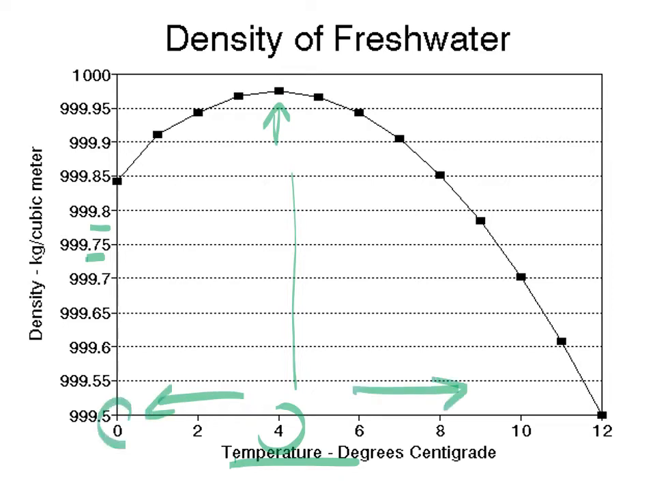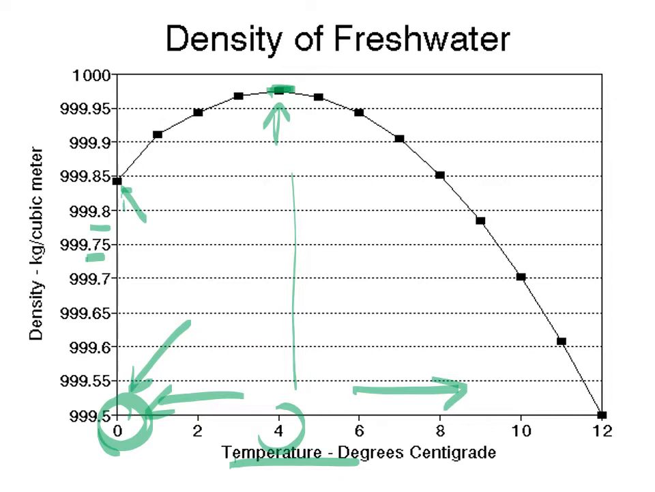Which is important for a lot of biological systems that live in cold areas: when water is at 0 degrees, it turns to a solid, it freezes, and the density of that solid is going to be quite a bit less than the density of the water itself. And if the density of ice is less than that of water, ice is going to float.